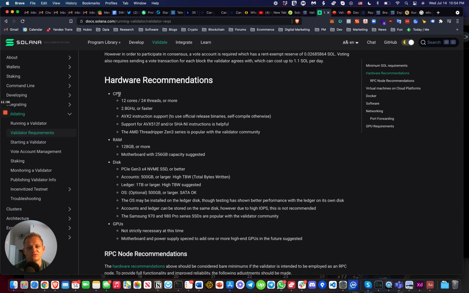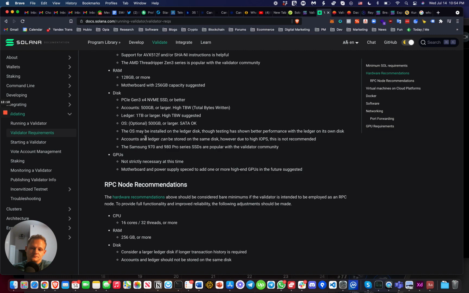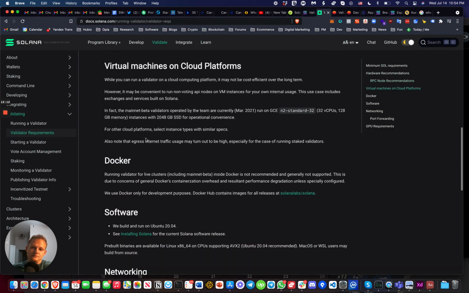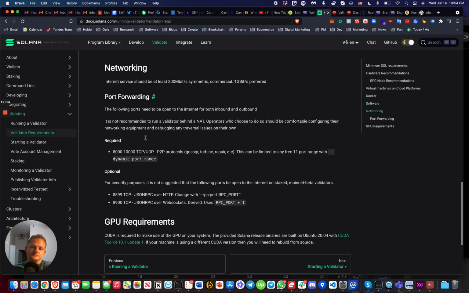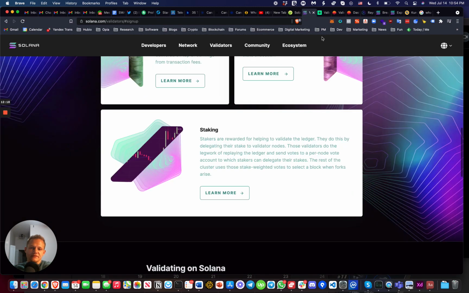CPU 12 cores, 24 threads or more. RAM 120 gigabytes or more, motherboard. Okay, so you've got to be packing some heat here. Can't just be Joe Schmo running some validators off the street.